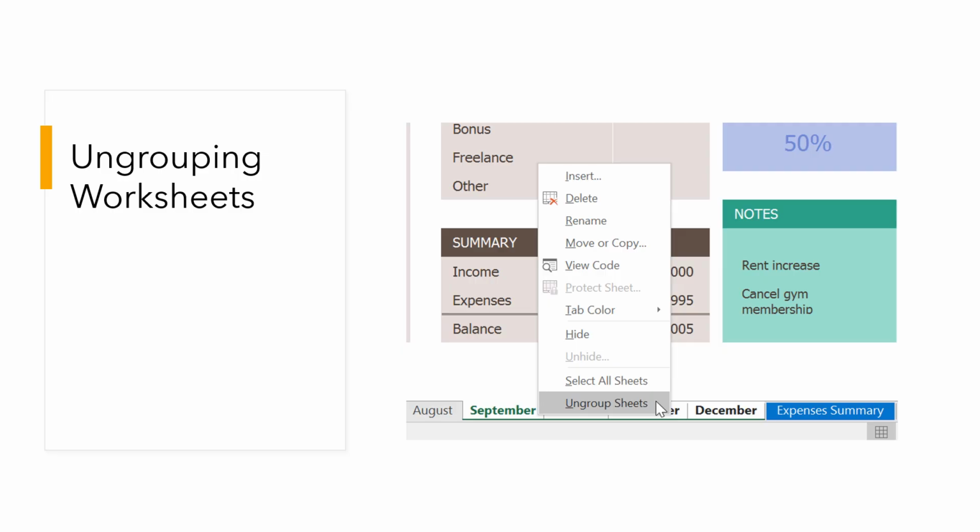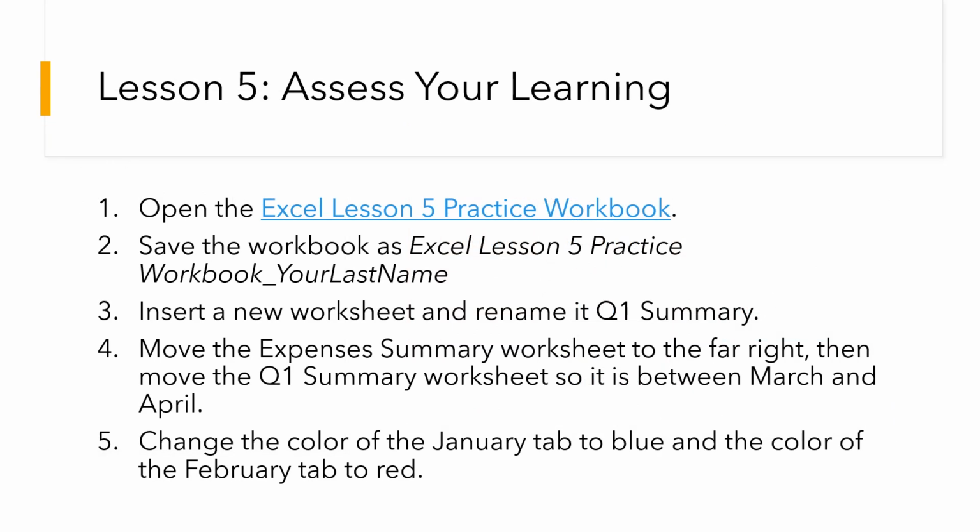If you ever want to ungroup, just click on that group and then right click on that group and go to Ungroup Sheets. Same concept as in Adobe, and you will ungroup those worksheets. So nothing is ever permanent. Okay, so that's some basics of our tabs and our worksheets.